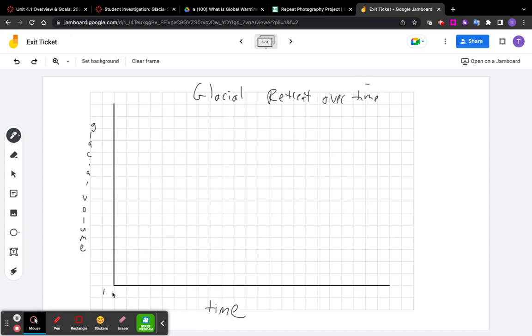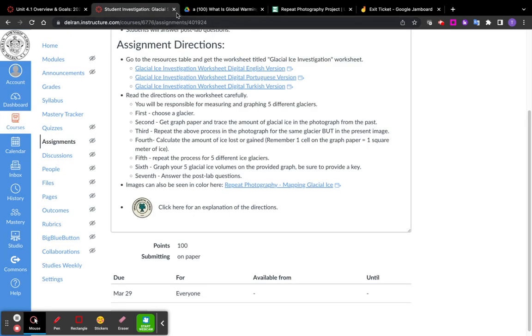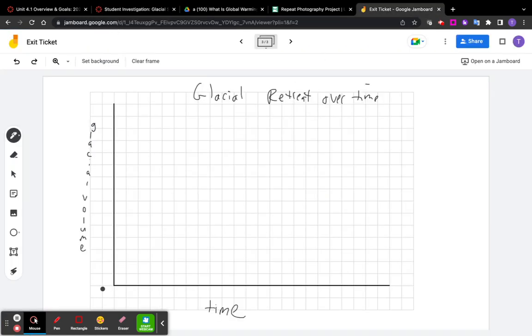Since my first picture was 1910, I'm going to start it at, let's say this is 1910. That's 15. And this is 1920, 25, 1930, 35, 1940, 45, 1950, 55, 1960, 1965, 1970, 1975, 1980, 1985, 1990, 1995, 2000, 2010, 2015, 2020. So I'm going to plot it.